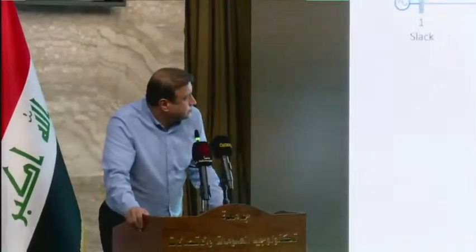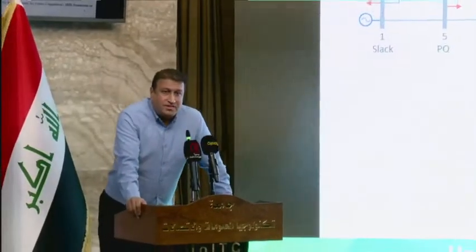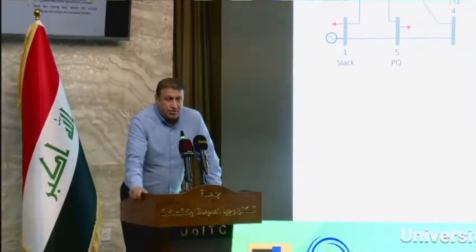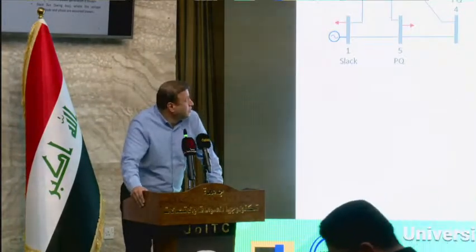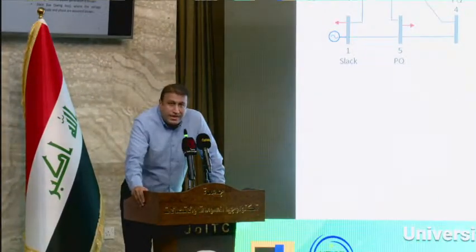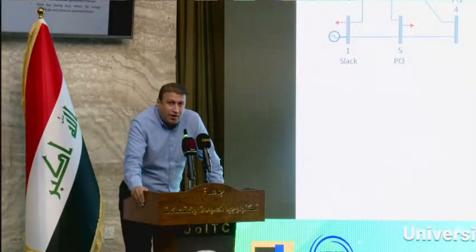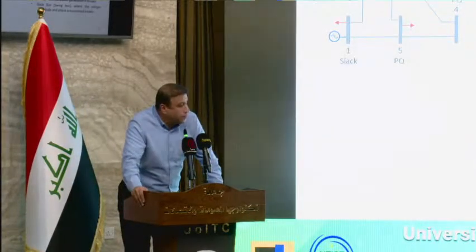Also, I have many papers in the field of electric furnaces. Here you can see some of them. So what is the load flow? We in fact teach the load flow in our undergraduate courses. The load flow is solving the power system problem.